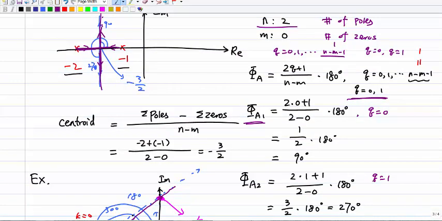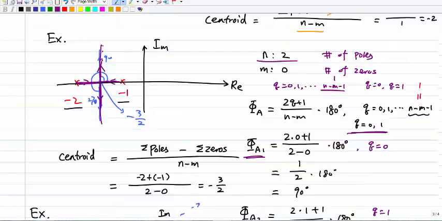So phi A2 is just replacing Q by 1. So it's (2 times 1 plus 1) divided by (2 minus 0) times 180. So you can compute this as 270 degrees. So one is going up, one is going down. Okay. Let's now compute the centroid.